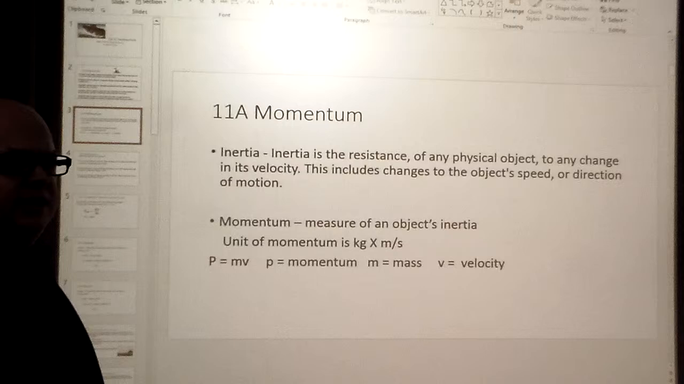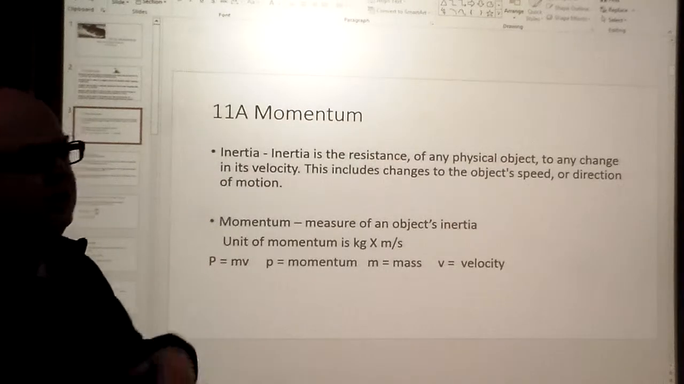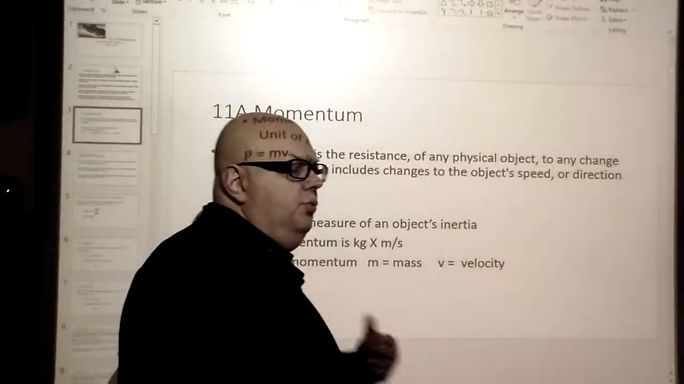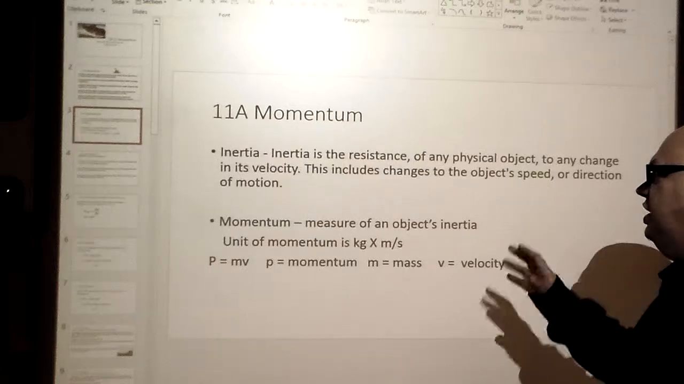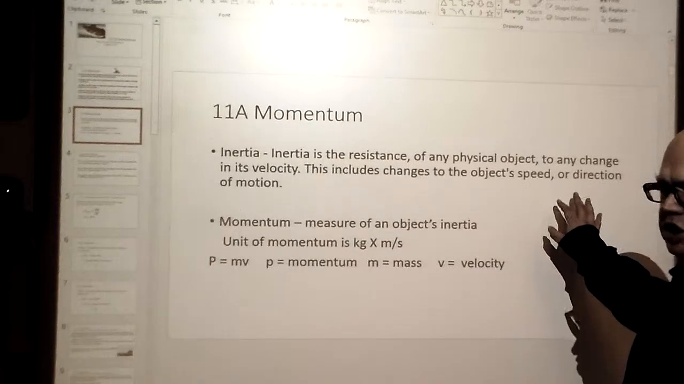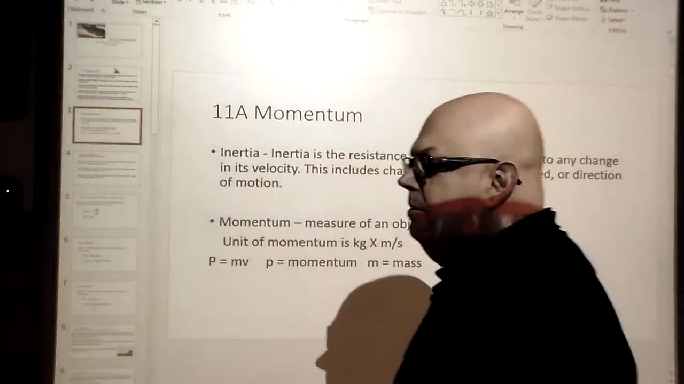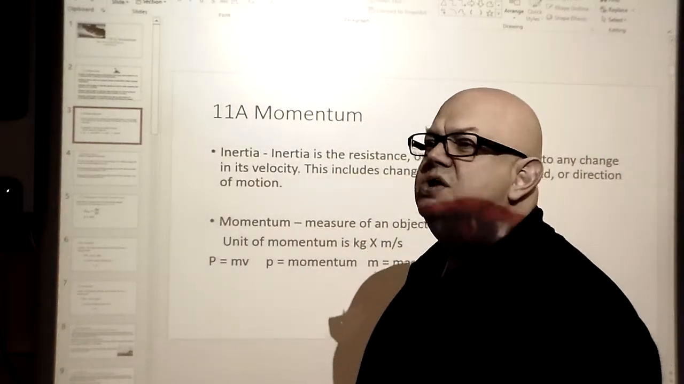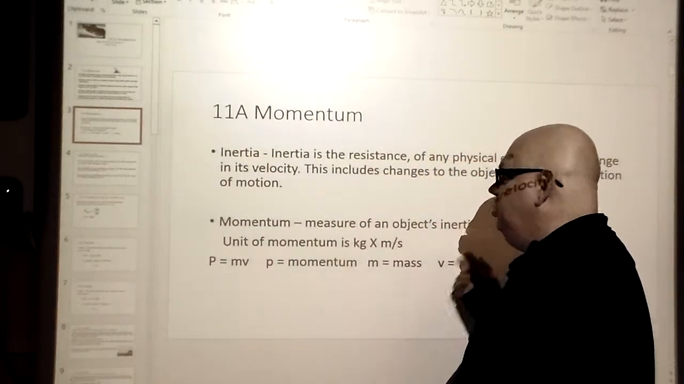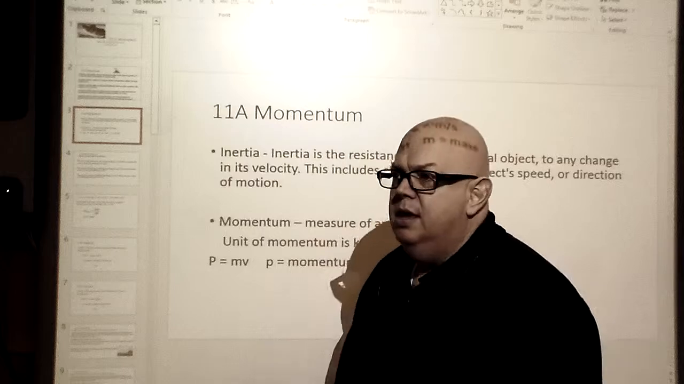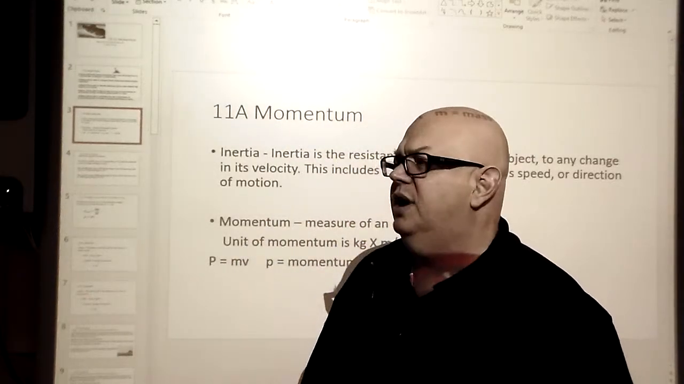So we talk about the idea of momentum, and we have to understand what inertia is first, because inertia has to do with the resistance of a physical object to any change in its velocity. This could be direction of motion, or the object's speed itself. Momentum really is the measure of that object's inertia, its resistance to changing its movement, its speed, its direction.